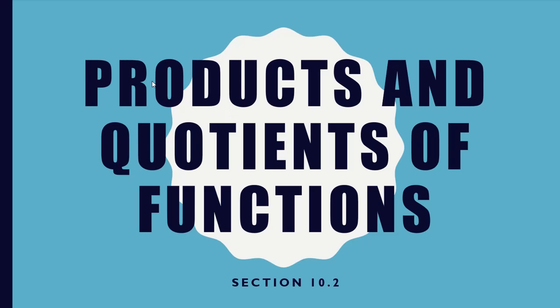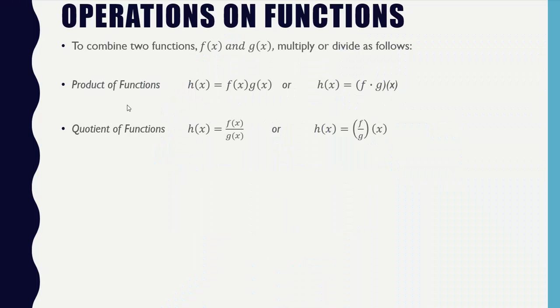Now that we've taken a look at adding and subtracting, let's take a look at products and quotients of functions. So when we want to multiply functions or divide functions, we can write it two ways. For multiplying, you can just put the functions next to each other, just like if I said 3 times x, I could write that as 3x. So same thing here, this just means multiplication.